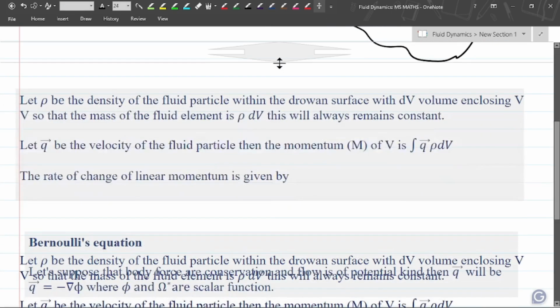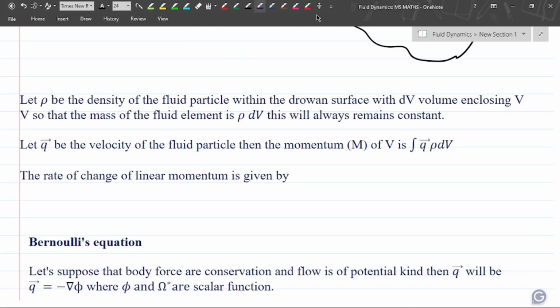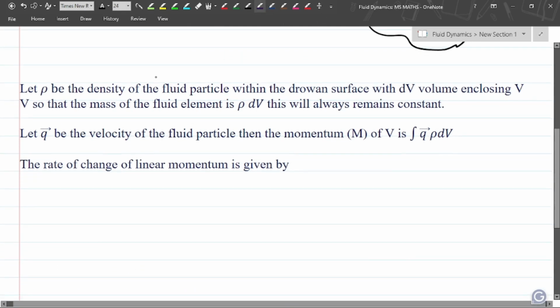Let rho be the density of the fluid within the drawn surface, with volume element dV enclosed in V, so that the mass of the fluid element is rho into dV. By the density concept, density is mass upon volume, so mass is rho into dV. This will always remain constant.